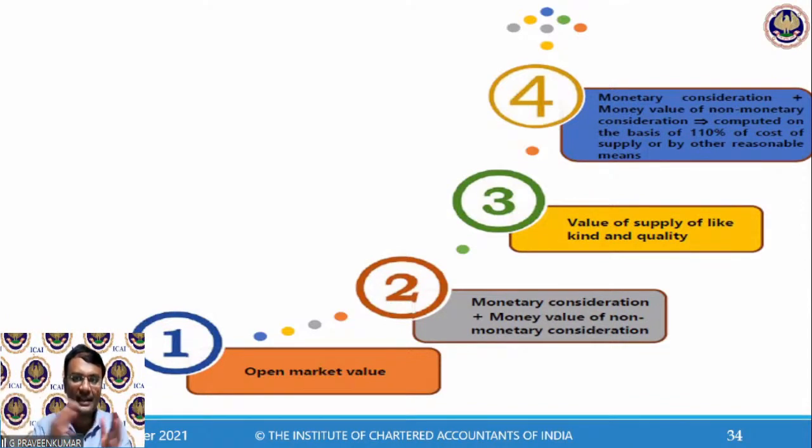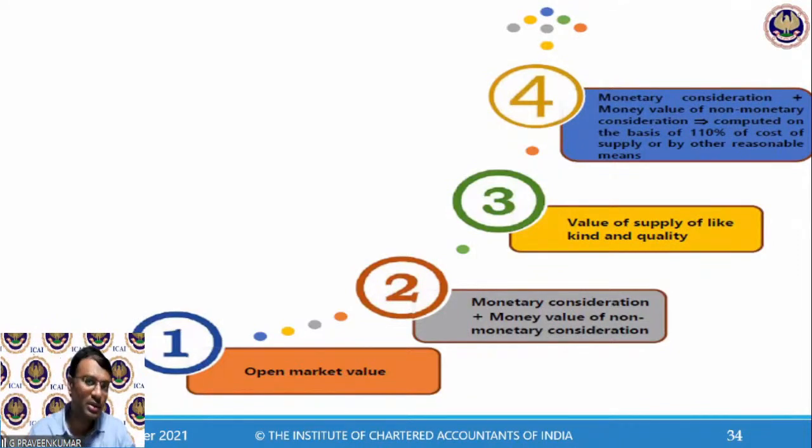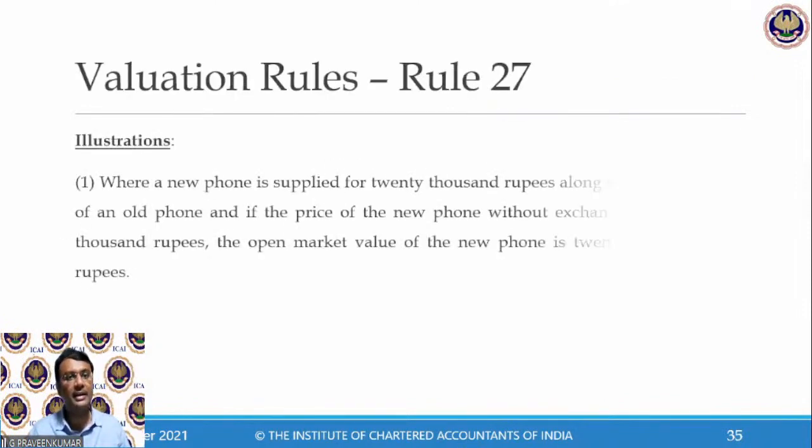So this is summarized saying that look at your open market value. If not there, money, monetary consideration plus money value of consideration. If these two are also not there, go for like kind or quality. If this is also not there, then apply your Rule 30, where 100% of cost of procurement or manufacture. This is my answer to Rule 27. Tejo, hope you have got your point cleared?